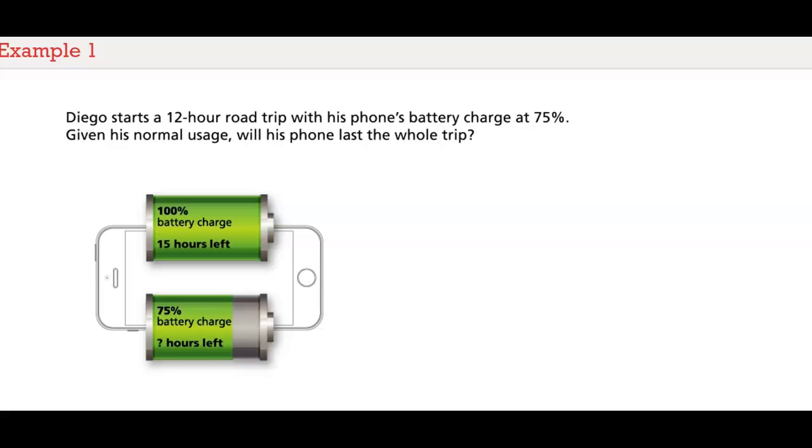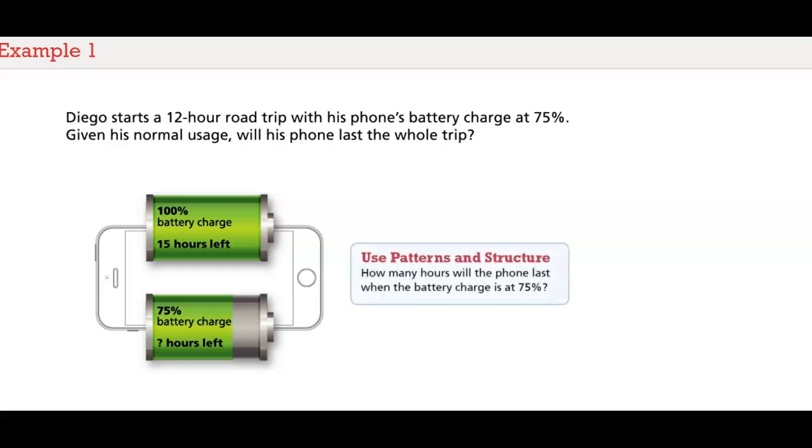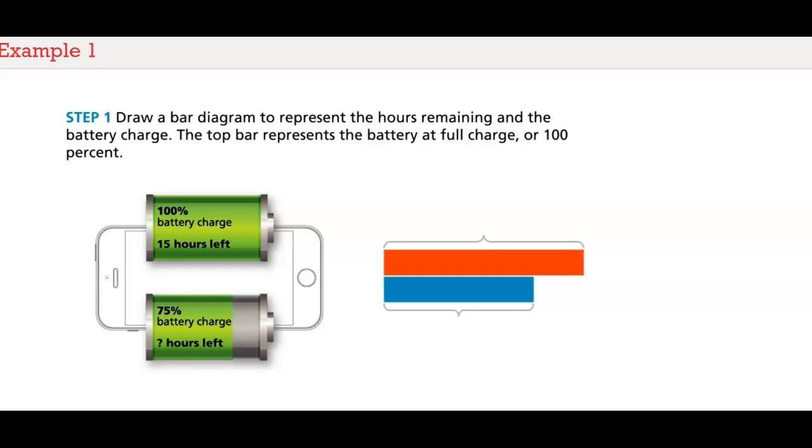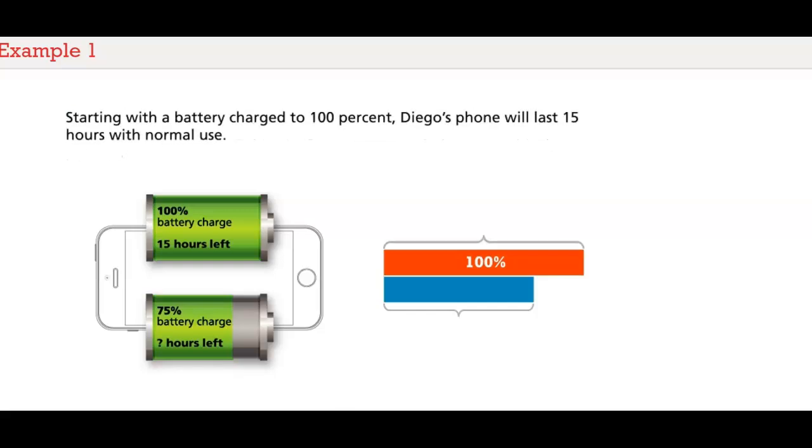To solve the problem, start by looking for relationships. How many hours will the phone last when the battery charge is at 75%? As a first step, Diego can draw a bar diagram to represent the hours remaining and the battery charge. The top bar represents the battery at full charge, or 100%. Starting with a battery charged to 100%, Diego's phone will last 15 hours with normal use.